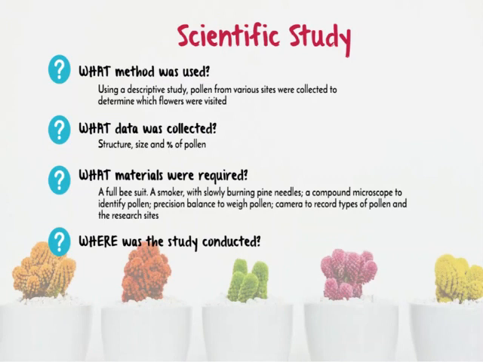Next, materials that were required included a full bee suit, a smoker with slow-burning pine needles, a compound microscope to identify pollen, precision balance to weigh the pollen, and a camera to record types of pollen and to photograph the research sites. Where was the study conducted? The farms Voorstervlei and Teerkloof on the Picket-Boerberg area in the Western Cape were used.